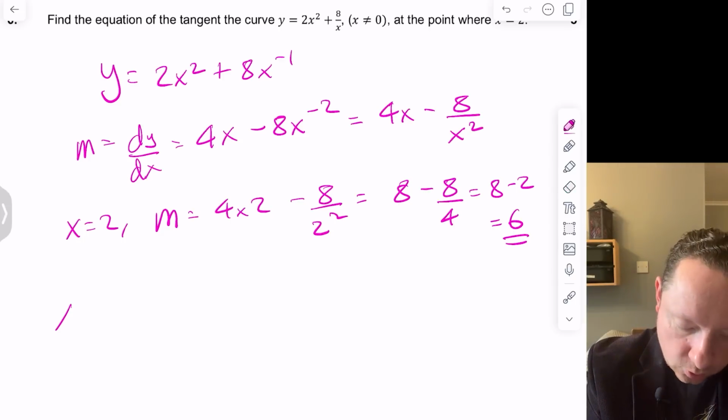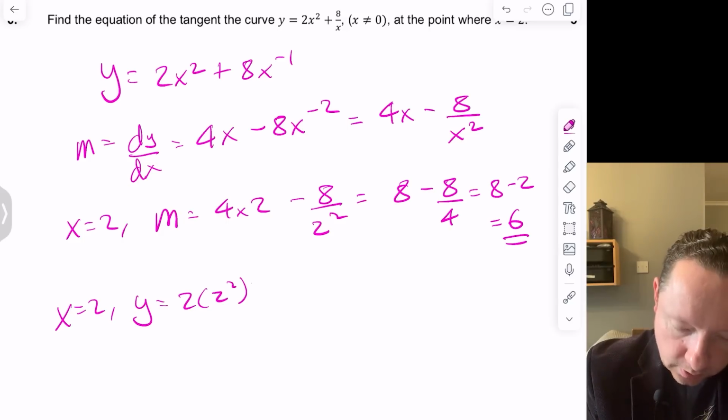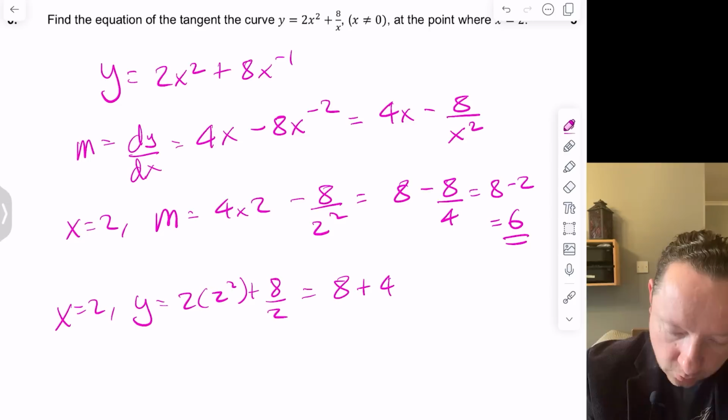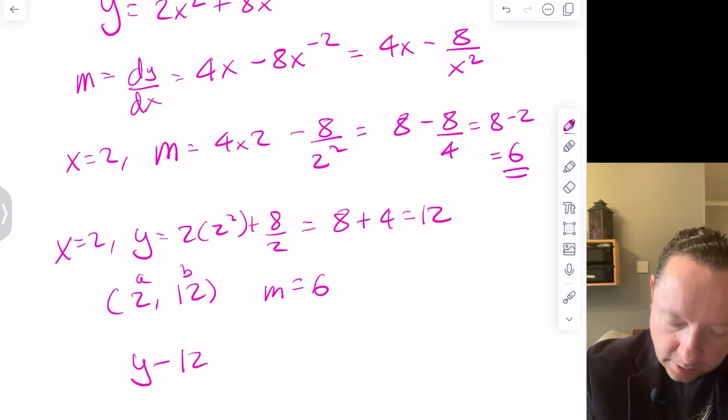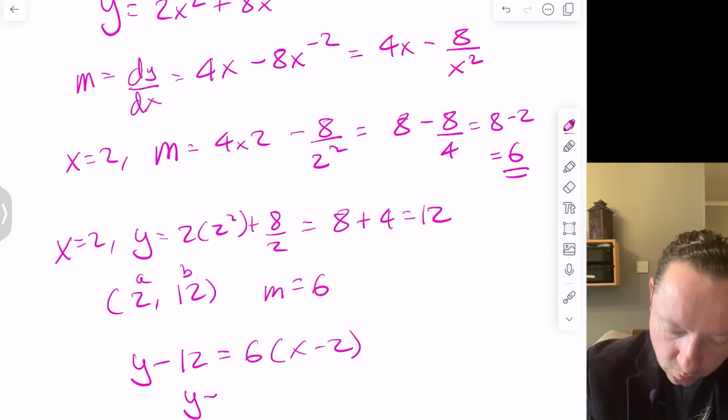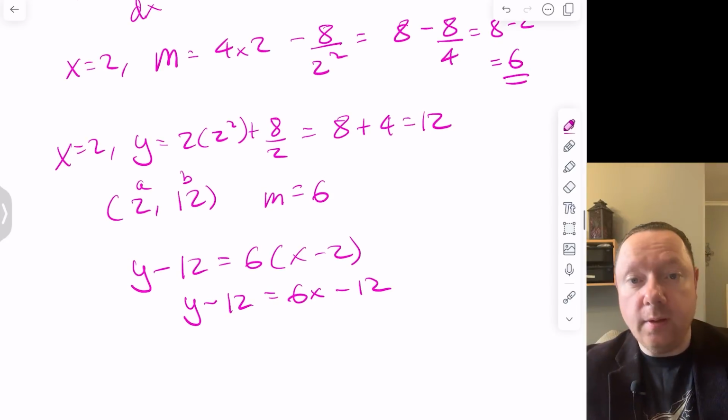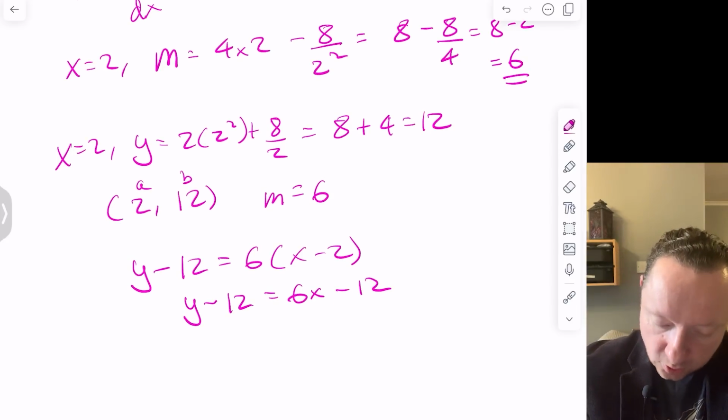So when x equals 2, y equals 2 times 2 squared plus 8 over 2. That gives me 8 plus 8 over 2 is 4, which is 12. So our point is (2, 12), and our gradient is 6. So now we just do y minus 12 equals 6(x minus 2). So y minus 12 equals 6x minus 12. If we take the 12 over, that becomes plus 12, so that cancels with the minus 12. So y is just 6x, and we're done there.